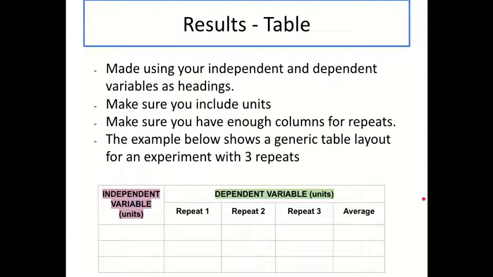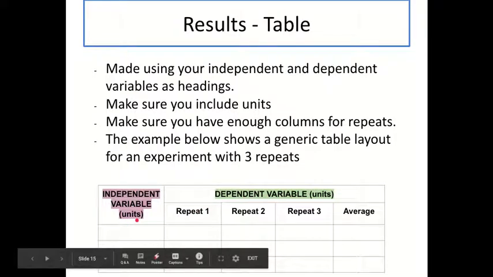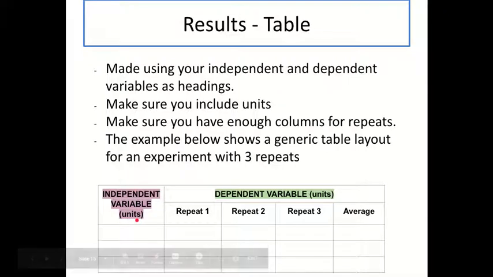So you must ensure you include units in your headings. They go at the top of the table in brackets beside the variables, here and here. They do not go beside your numbers in the table.